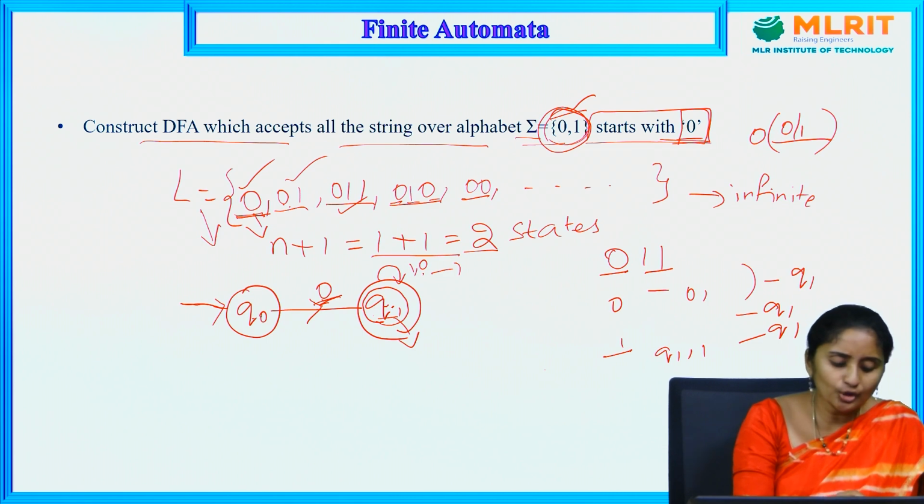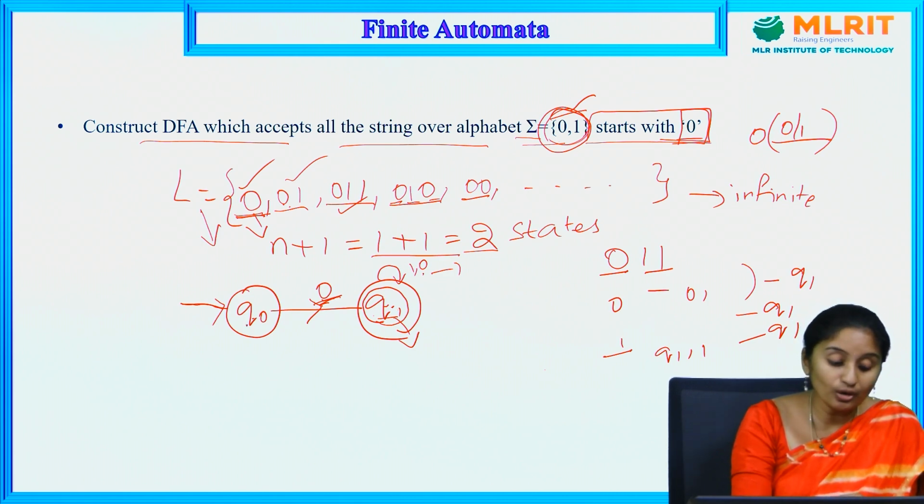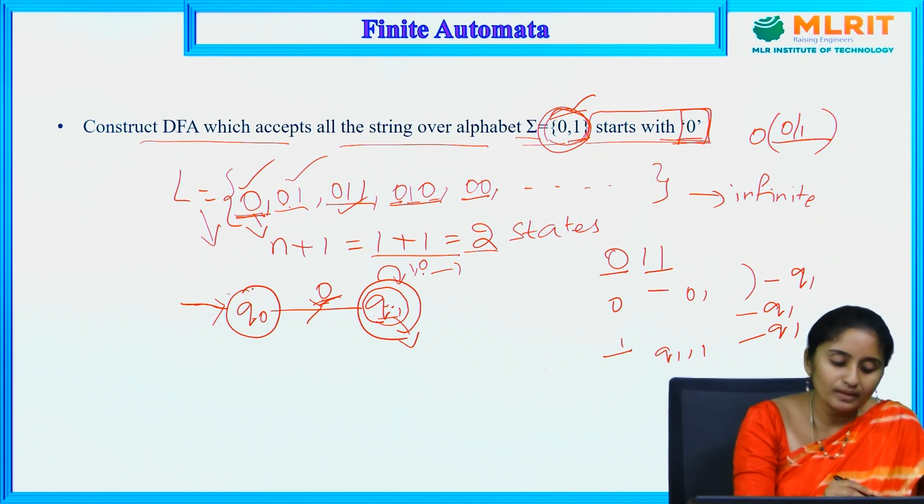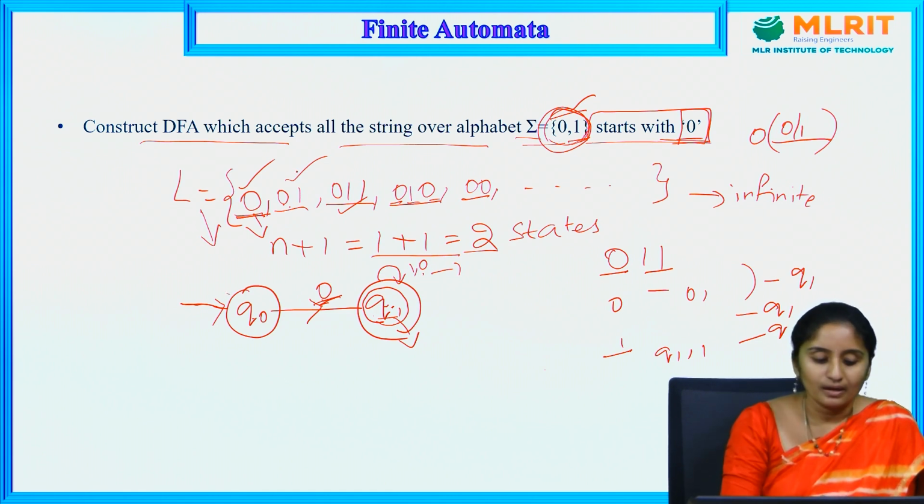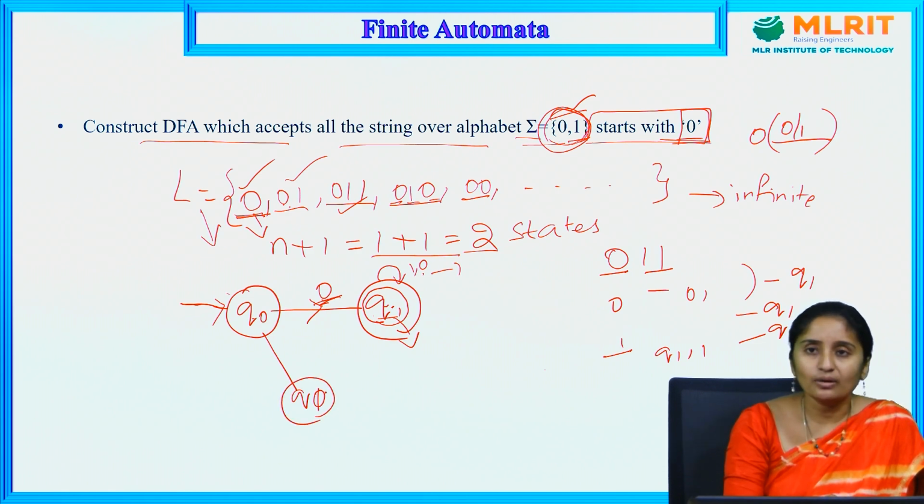See here, Q0 on 0 has a path to Q1. But Q0 on 1 input, is there any path? There is no path. But we should provide some path. If I keep a self loop, the language is not accepted. I cannot move to Q1. So I am making one dummy state or dead state.